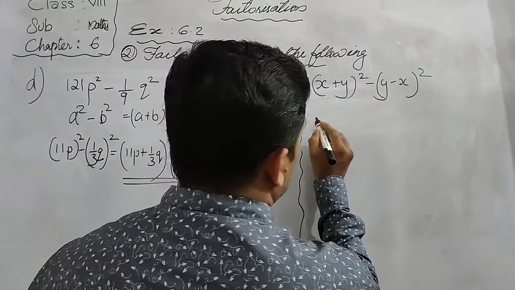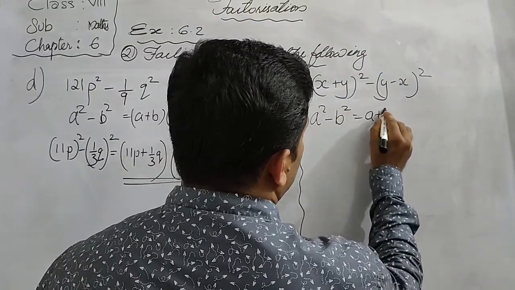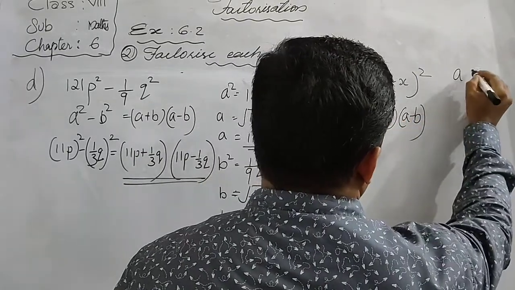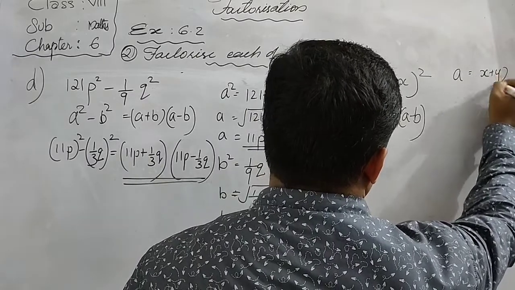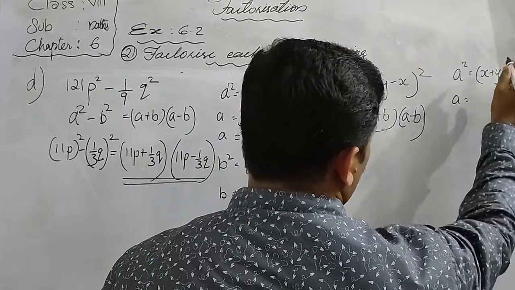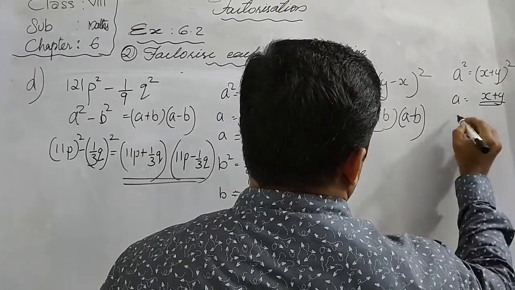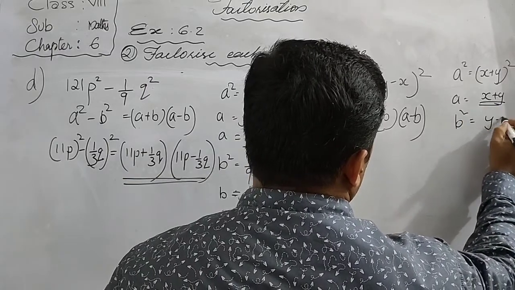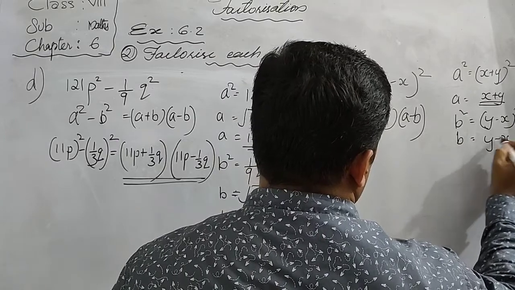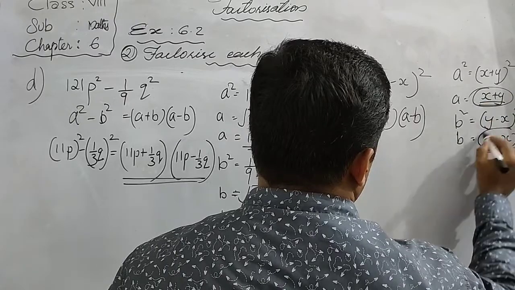So first of all I am going to write the identity: a square minus b square is equal to a plus b into a minus b. And here a square is equal to (x plus y) all square. Therefore a is equal to root of (x plus y) all square, that is equal to x plus y. And b square is (y minus x) all square. Therefore b is equal to y minus x. So here we have found out what a is and what b is. This is a and this is b.